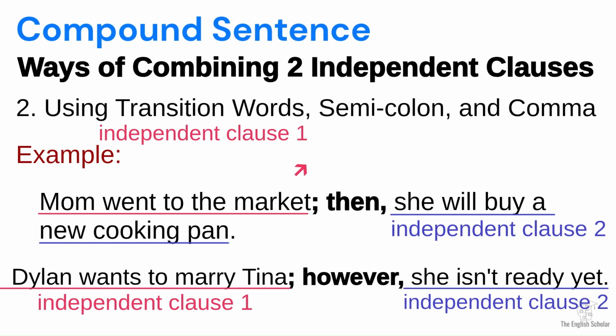Notice that before the second independent clause is added, we put the semicolon, the transition word, and the comma first, in exact order. That is the order we follow when making a compound sentence using transition words.